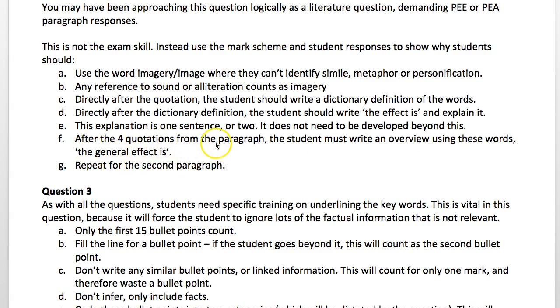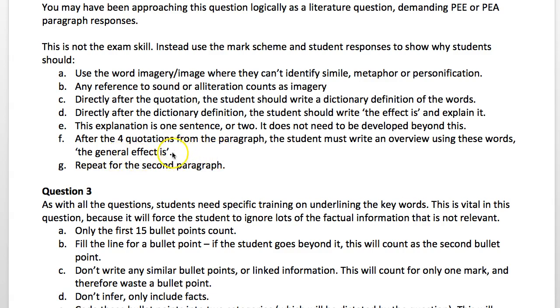After the 4 quotations from the paragraph, you must write an overview using these words: the general effect is. And that again is because those words are in the mark scheme. So again, you're controlling the examiner and telling them, this is going to give me full marks, pay attention.